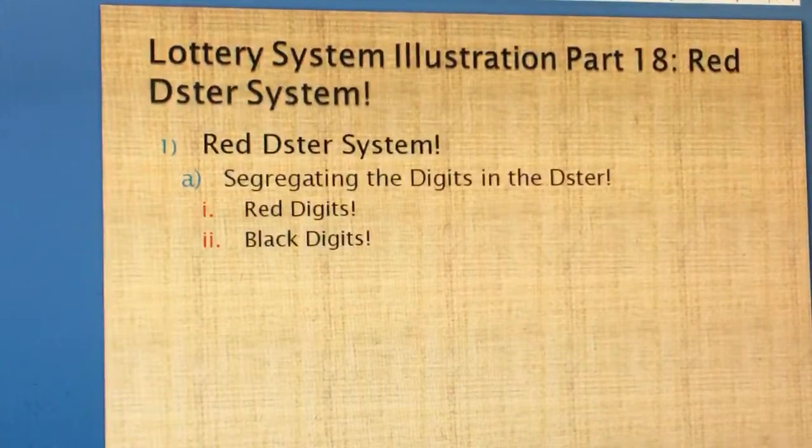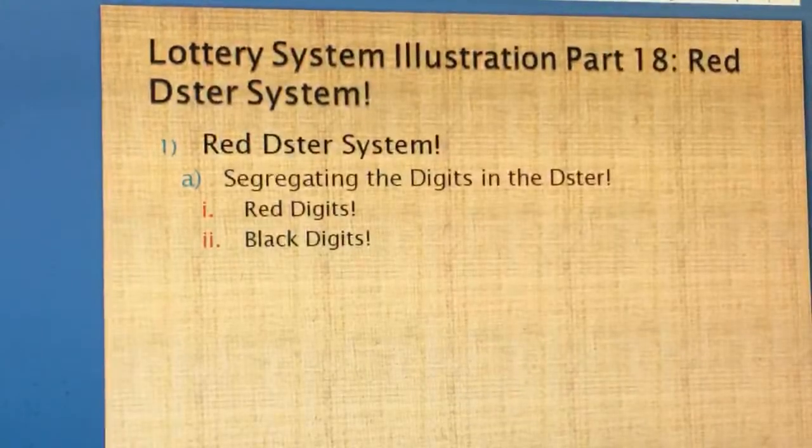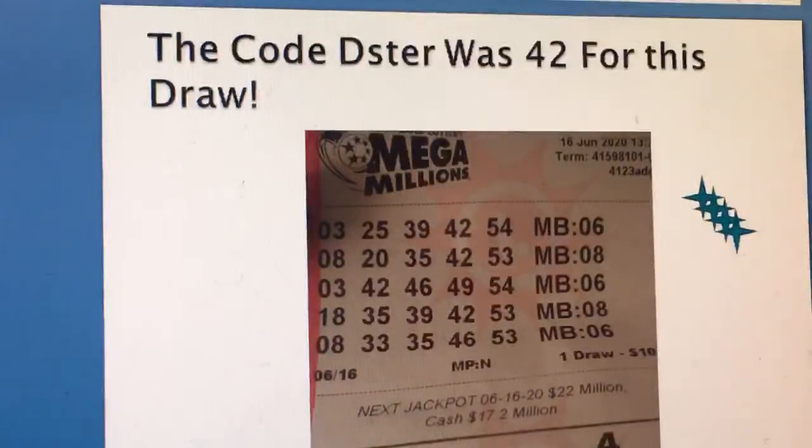Red Dster system is similar to the Dster system. Reverse Dster system is different because you reverse the system from the Dster. Now when you reverse the system from Dster, the numbers from the blue box will create different numbers. Now, as you can see, if you haven't watched my other video, see the numbers that were predicted.